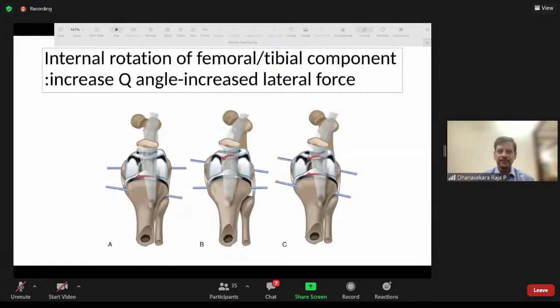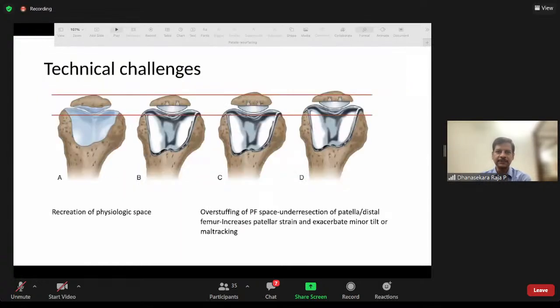So we should avoid internal rotation of the femoral component or the tibial component because it increases the Q angle. The Q angle is the angle formed between the patellar tendon and the quadriceps. So if you rotate the component, the Q angle is increased and it will lead to patellofemoral instability.